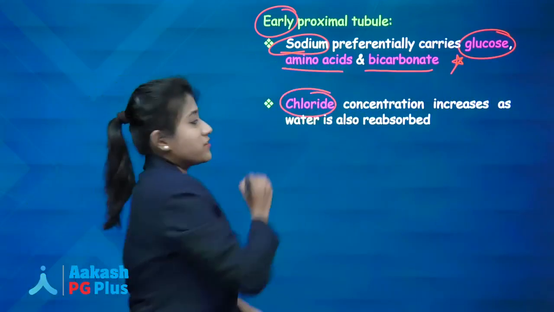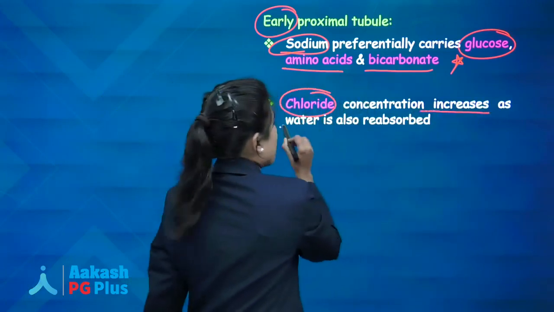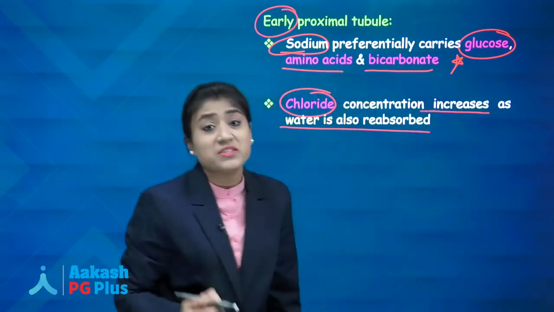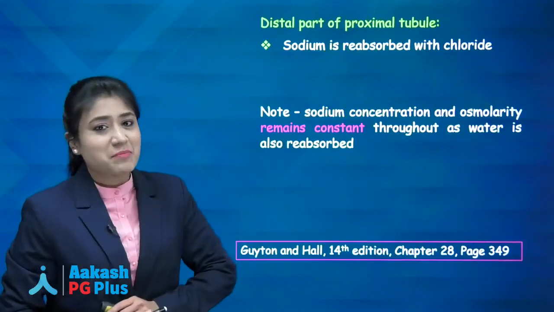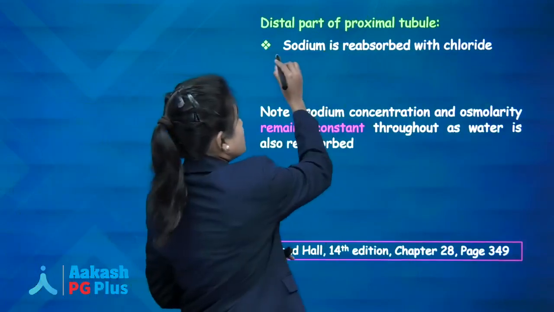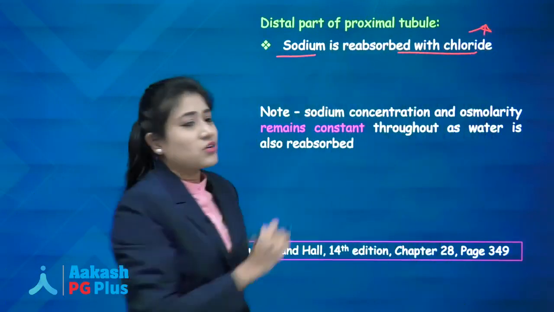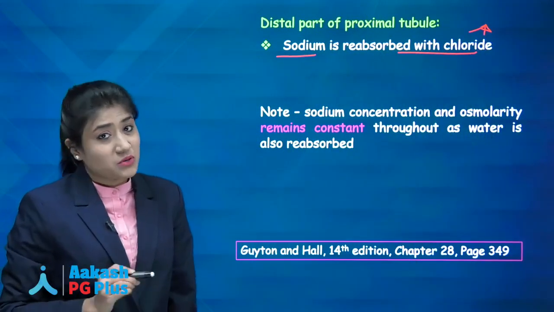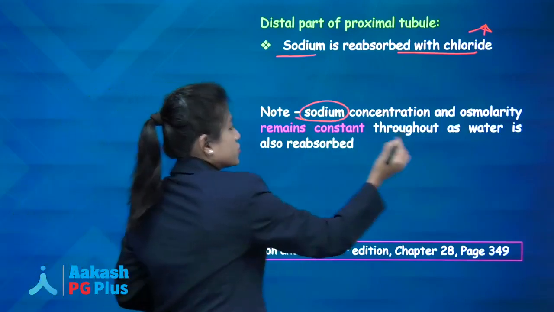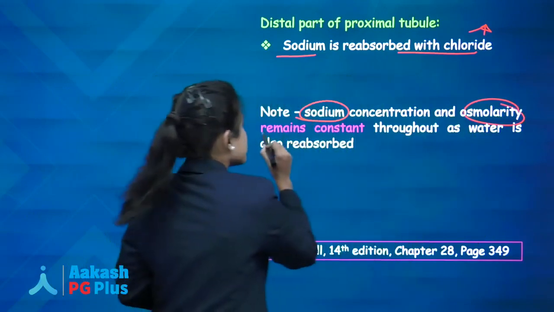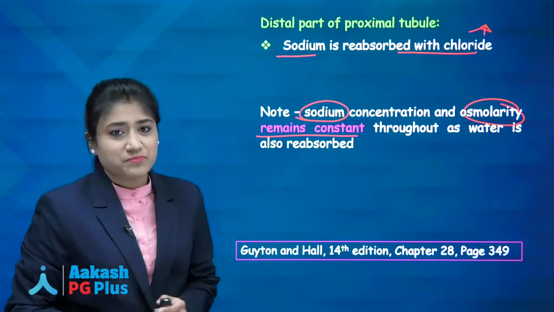What about chloride? Remember, chloride concentration increases as water is also reabsorbed from the early part of the PCT. Then what about the distal part of PCT? Remember guys, sodium is reabsorbed with chloride in this distal part of PCT. Got it? And one more thing you should know, that sodium concentration and osmolarity remain constant throughout the PCT.